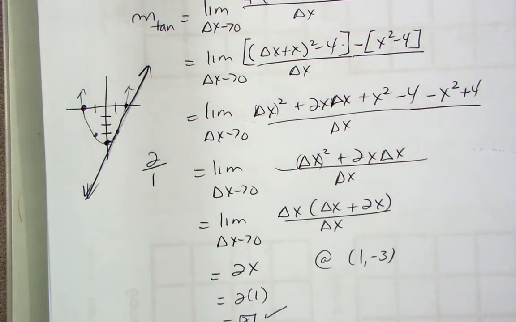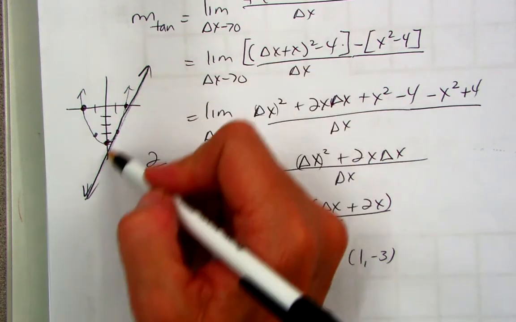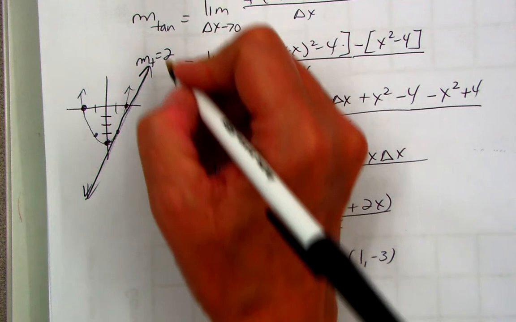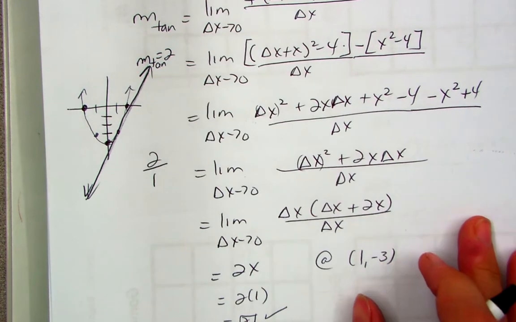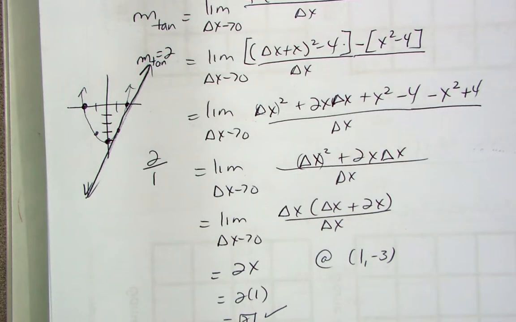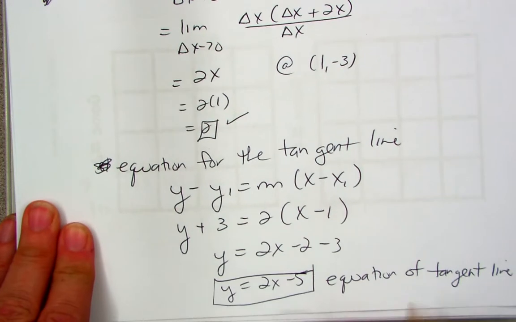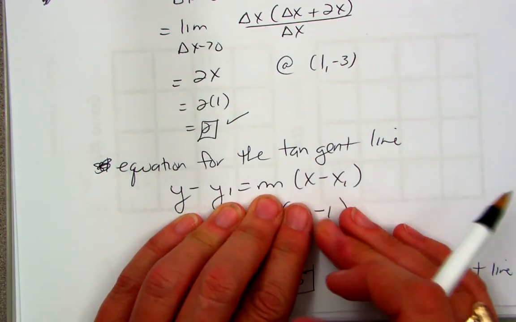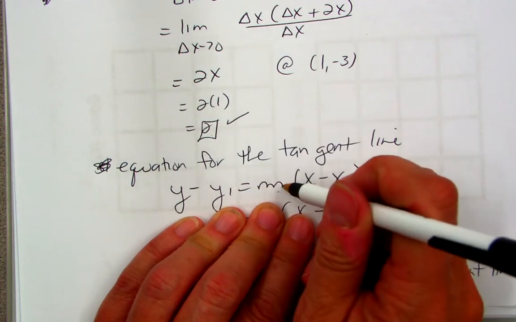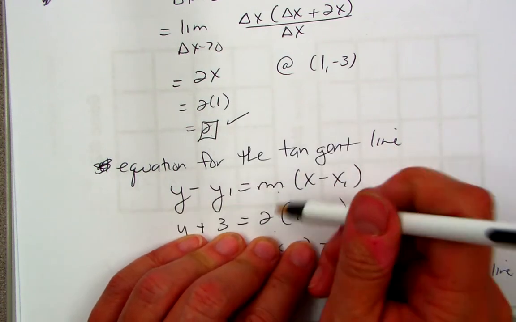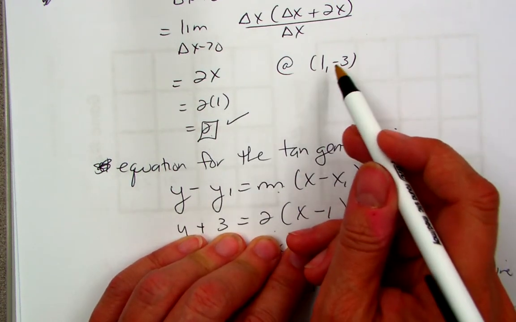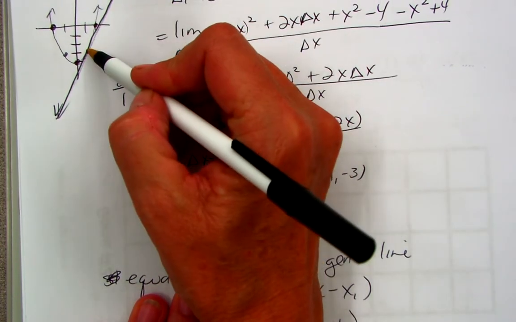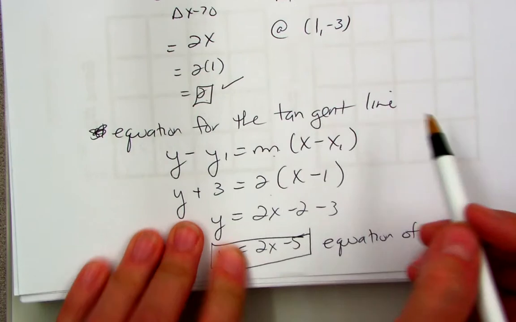In fact, let's do one better. Let's find the equation of this line. I know the slope of this tangent line equals 2, because I just found that out. But let's find the equation for the tangent line. So I'm going to use the point slope formula. I just found the slope, I'm going to drop that in. At what point? At 1, negative 3. This point right here lives on the curve and on the tangent line. It's the point of intersection.